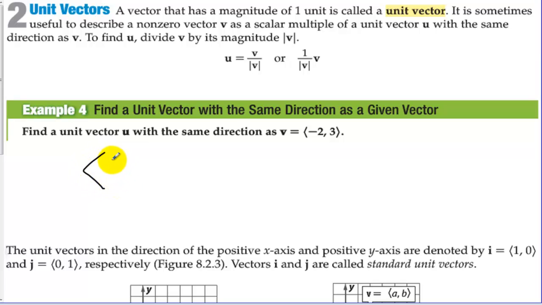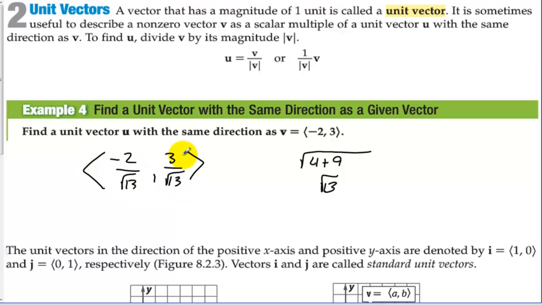So the new vector is negative 2 divided by the magnitude, 3 divided by the magnitude of the vector. And the magnitude of the vector is the square root of 4 plus 9. That's negative 2 squared and 3 squared. That's the square root of 13. So negative 2 over square root of 13, 3 over square root of 13. And this vector has a magnitude of 1 and is in the same direction as negative 2, 3.